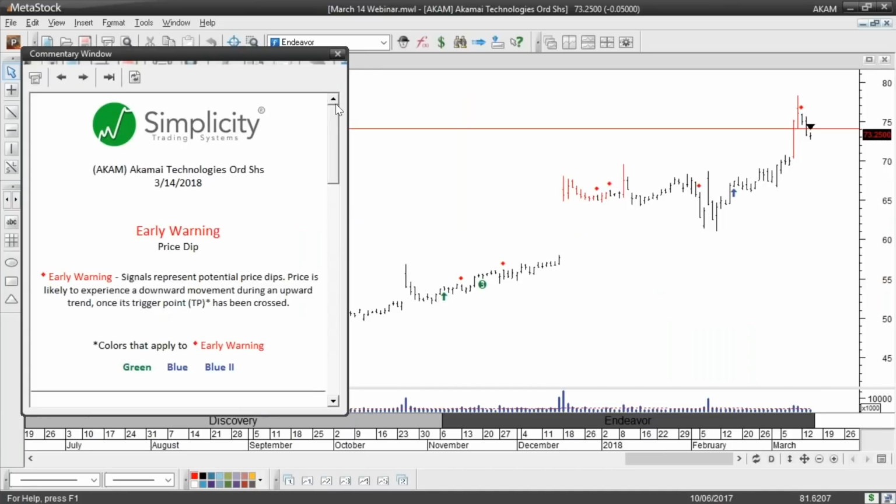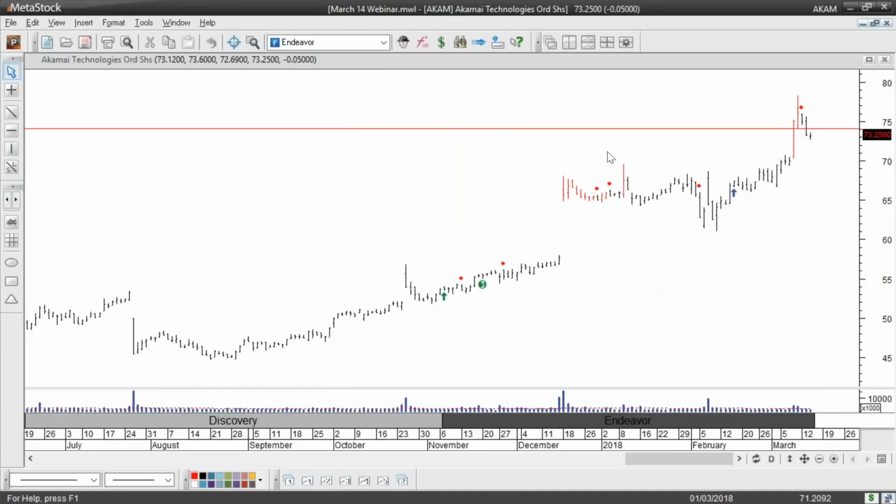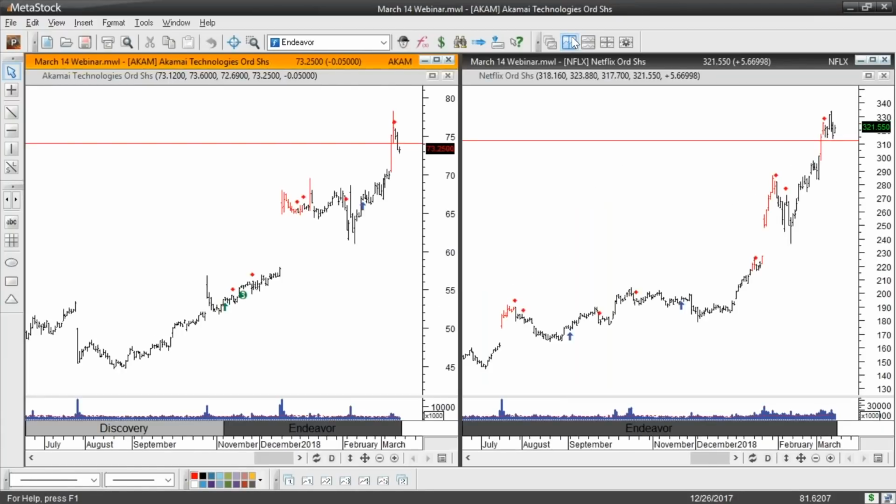I'll come back into Metastock. I'll get rid of our commentary. So I hope these live examples were helpful. Personally, I hate it when people show examples that are totally and completely out of date, because that doesn't help anyone. So if you guys want to keep your eye on these stocks, we'll see how they work out.